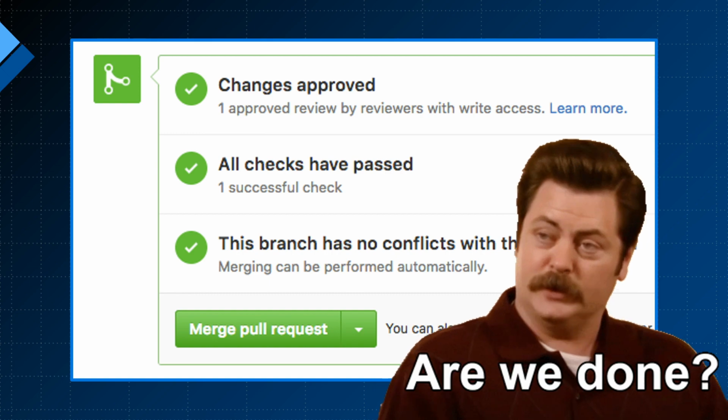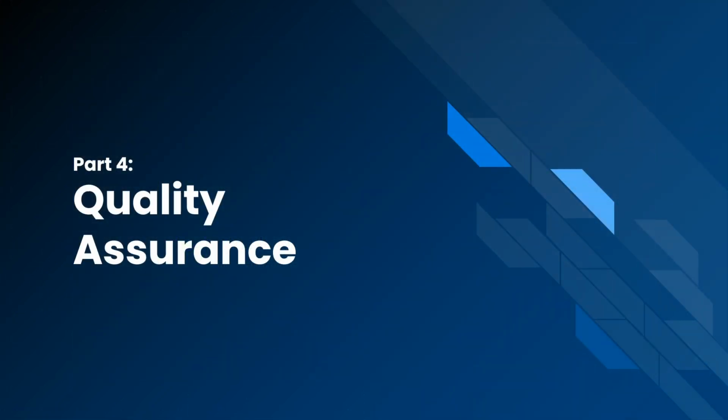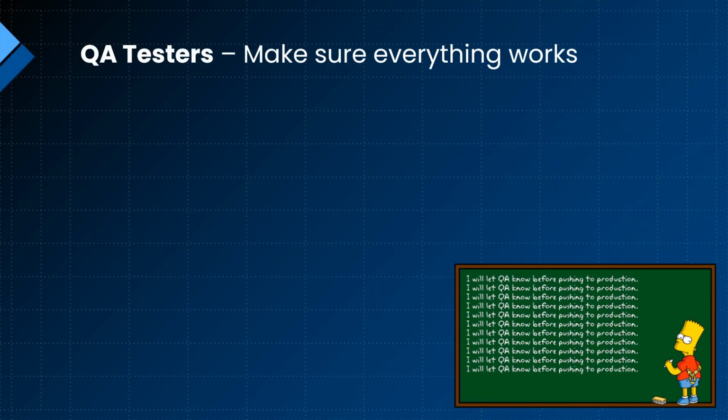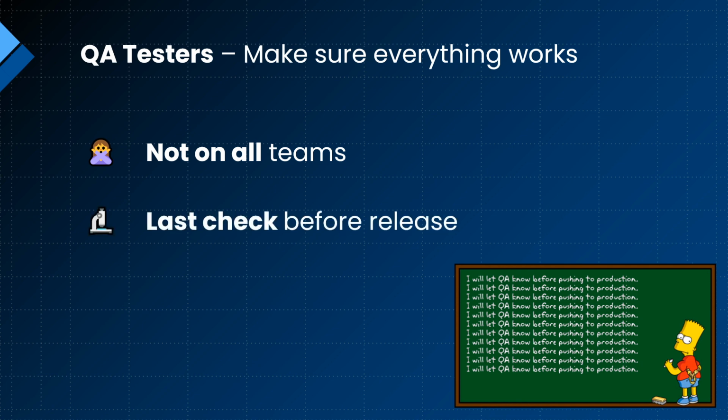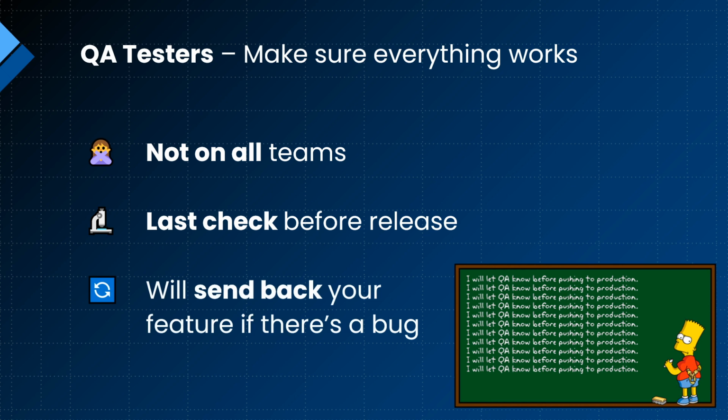So are we done? No. Next step, QA, or quality assurance. Now, QA testers, their job is to make sure that everything works, basically. One thing to keep in mind is that not every team or every product has them. So this section might not even be applicable to you at your internship. But for those who do have them, they're typically the last check of your software's quality before it is released to the masses. And they will send your feature back if there is a bug.